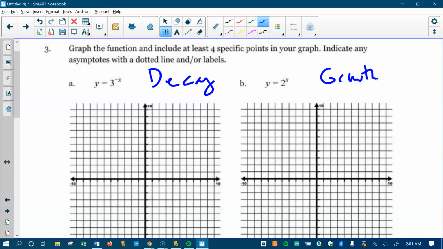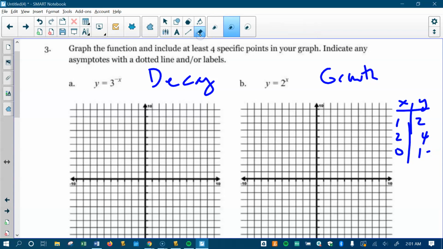And again, I could plug in points with an xy table. For this one, when x is 1, y is 2, when x is 2, y is 4. When x is 0, y is 1, because 2 to the 0 is 1. And when x is negative 1, I get the reciprocal of 2, which is 1/2. So I can plot these points here: 1, 2; 2, 4; 0, 1; and negative 1, 1/2. And I get something that looks like this.